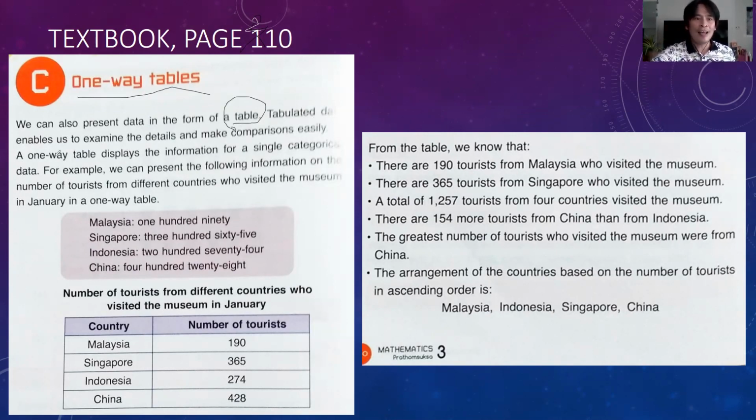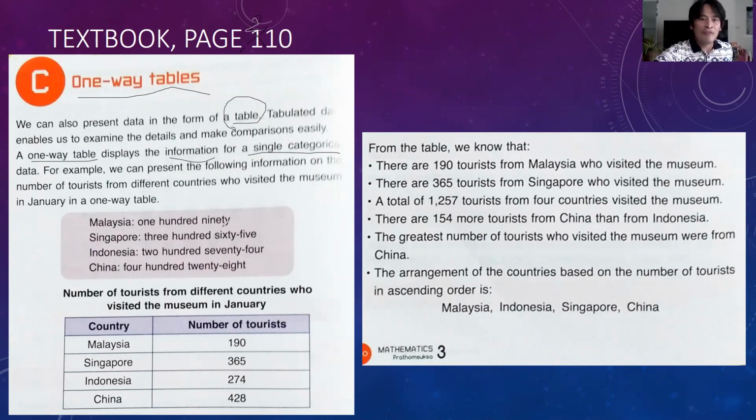Tabulated data enables us to examine the details and make comparisons easily. A one-way table displays the information for a single, okay, so that's why it's called one-way, a single categorical data. For example, we can present the following information on the number of tourists from different countries who visited the museum in January in a one-way table.